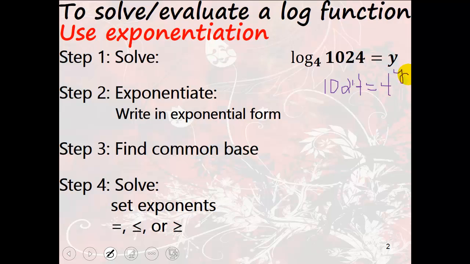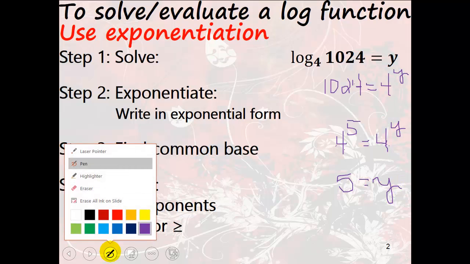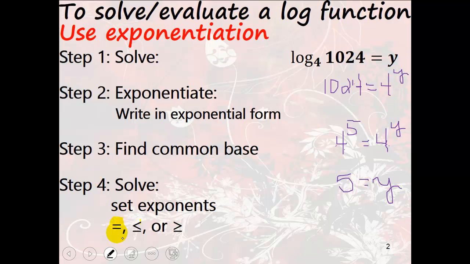Now I'm going to find a common base, and 1,024 is 4 to the 5th power. And that's going to equal 4 to the power of y. Now that my bases are the same, my exponents can be set equal to each other. And this one is self-solving because it's very simple. This works when you have an equal sign, a greater than or equal to, a less than or equal to, even if you just have a less than or a greater than. So why don't you go ahead and try your video question and then come on back.